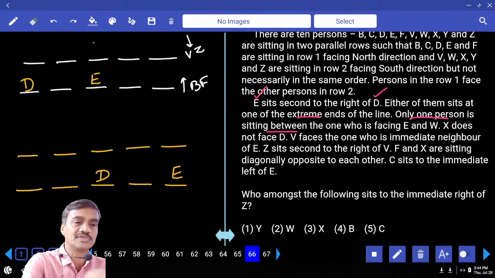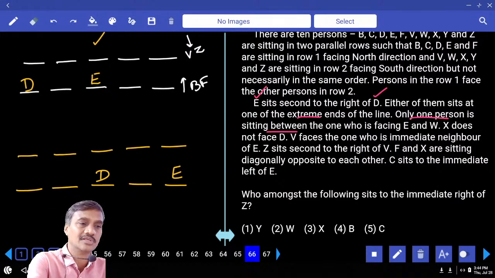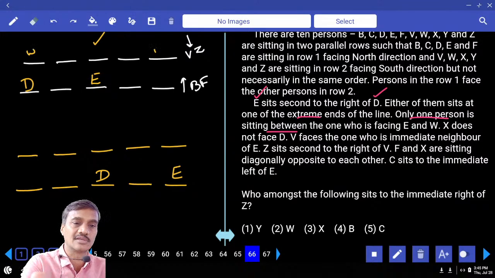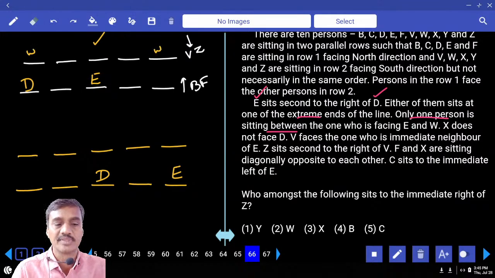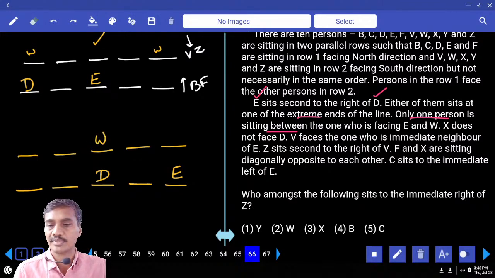The one who is facing E is this person. Between that person and W, there must be exactly one. W can be either here or here. There are two different possibilities. And again in the second case, now W must be here. And X does not face D. X and D are not opposite to each other.